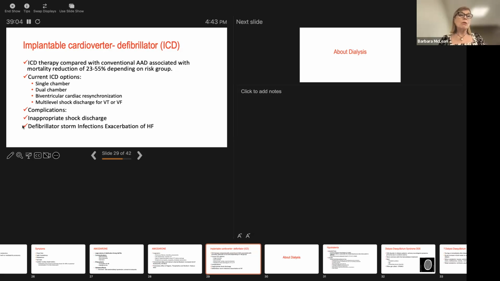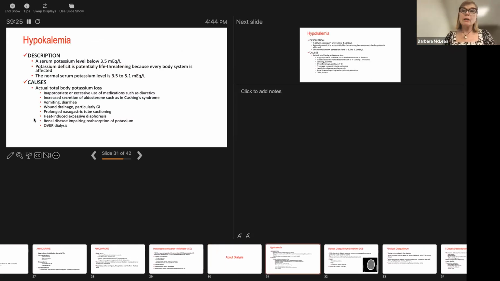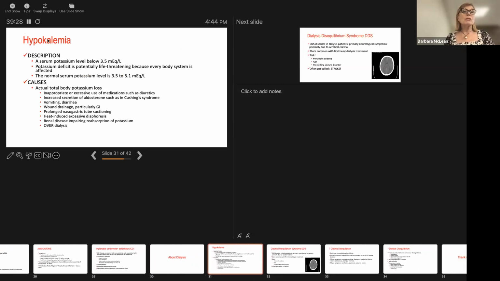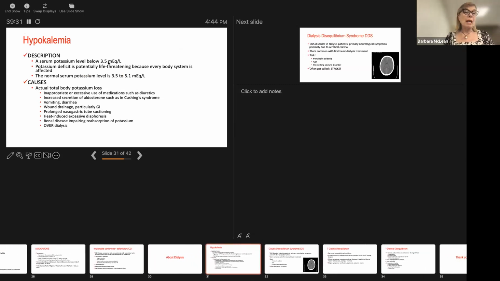The problem is, though, that if his defibrillator fires inappropriately, and they often do fire inappropriately, that is going to make his heart failure worse. So there may be some consideration that he would be better off with biventricular cardiac resynchronization, with rate regulation, but not with defibrillation. Now, about dialysis, a big problem after dialysis is hypokalemia, and that's considered a potassium level of less than 3.5. Now, remember, our patient admits to ECC with a potassium of 3.1. He's lost his total body potassium. He lost that because I believe he was over-dialyzed.